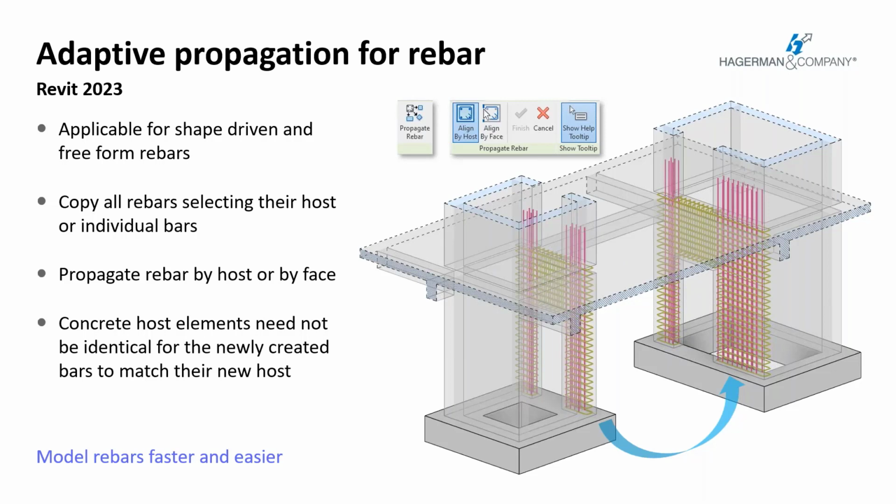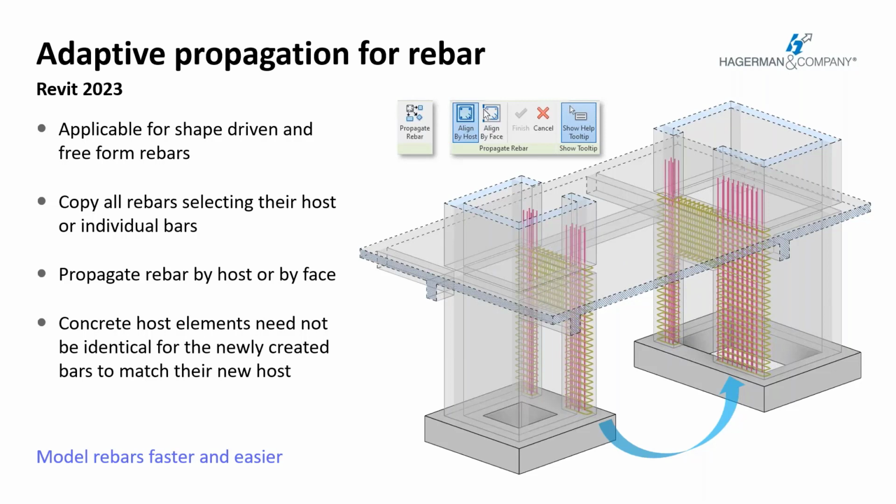A destination face can be selected from the same host or from another element in any Revit category that can host rebar. Moreover, you can copy individual bars by making a rebar selection. Simply select one or more rebars in a host and propagate them aligned to a face in the same host or in a similar concrete element. You can also switch between alignment modes when you have already selected a specific face for a host, making it really easy for you to control the placement of newly created rebars.